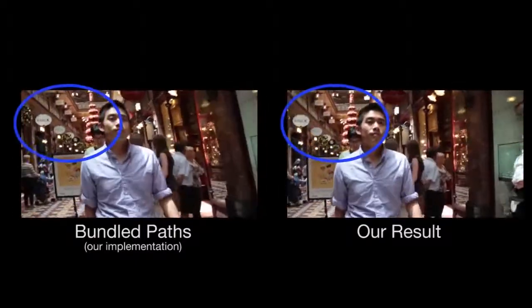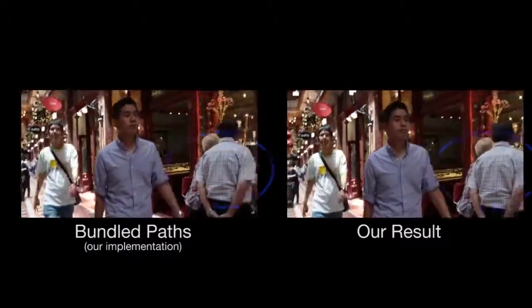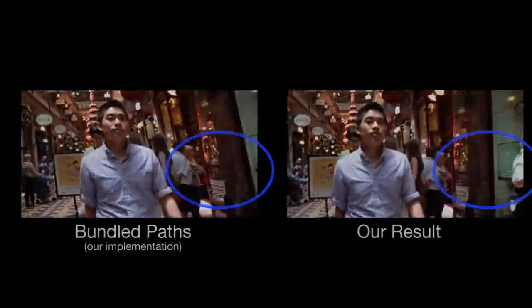Notice that in our result, the background does not wander around as much as the baseline. Also, notice that the walls on the right do not sway as much. Here is how our system works. We start with our implementation of bundled paths.